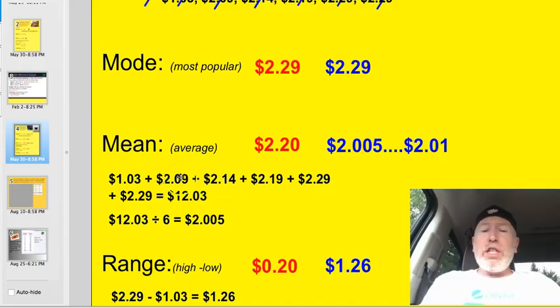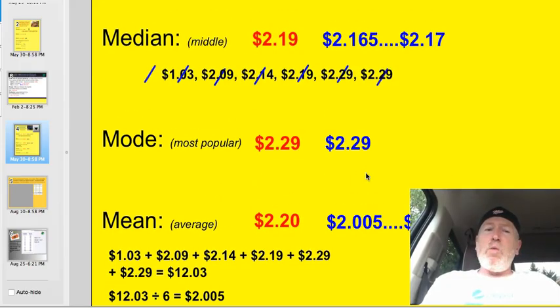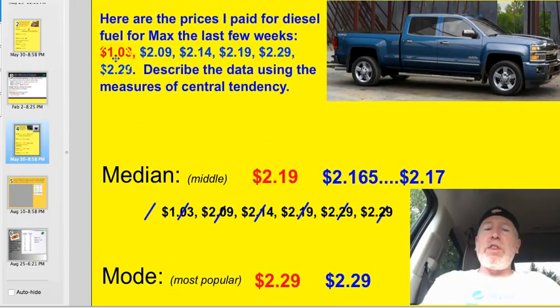So when you add all of those prices up, it's $12.03. When I take the $12.03 and divide it by the number of values entered, which is 6, I get 2.005. The average price per gallon was $2.20 without that added value. With that added value, it's 2.005, so we're going to round that and call it $2.01. You can see that the mean was drastically changed by 19 cents when we added in that outlier, that low gas I got with the coupon.